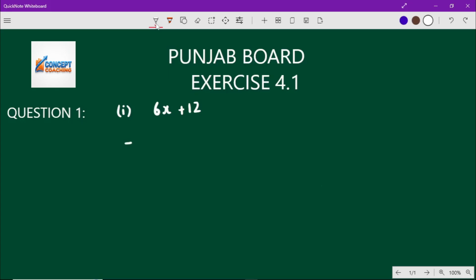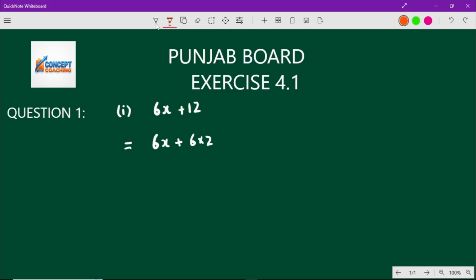This question is so simple to solve. We have 6x plus 12. So what will you do? You just see that 6x and we have 12. We can write this 12 as 6 multiplied by 2, 6 times 2.